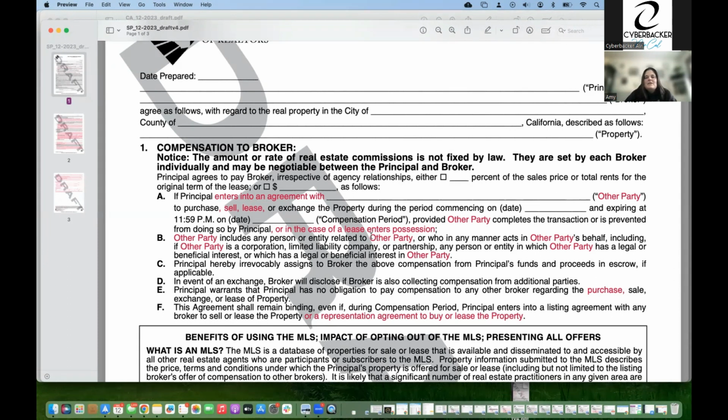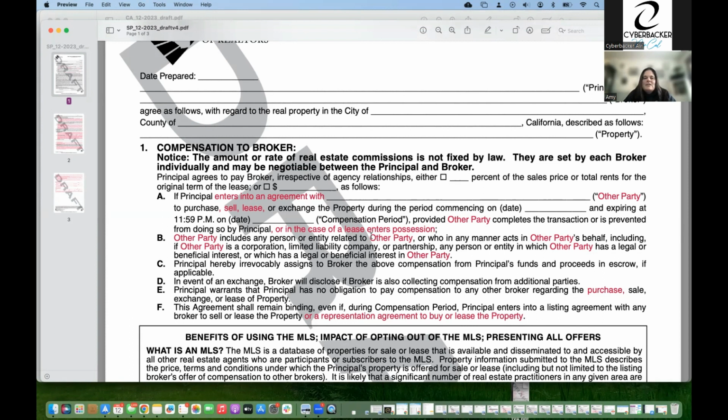Provided other party completes the transaction or is prevented from doing so by the principal, or in the case of the lease enters possession, right? B is other party includes any person or entity related to the other party or who in any manner acts on other party's behalf. So your buyer can't be like, just joking, my sister's going to buy it, so now there's no commission. No, it's still due, the related to the other party. Including if the other party is a corporation, LLC, or partnership, any party or entity in which the other party has a legal or beneficial interest, or which has a legal or beneficial interest in other party. So those were the changes there.